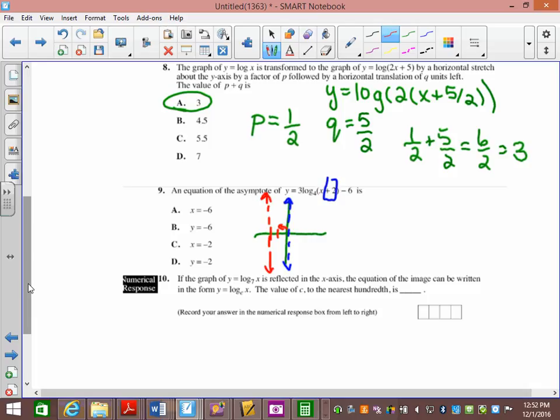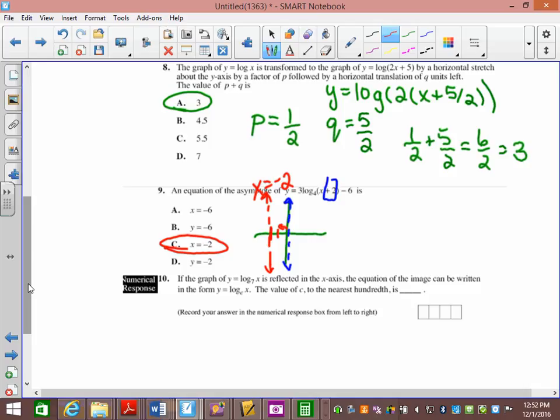Now, is that x equals 2, or x equals -2, or y equals -2? X, I already wrote it. So there we go. It's cutting through the x. It's not cutting through the y. Remember, vertical lines are always x equals. Horizontal lines are always y equals.